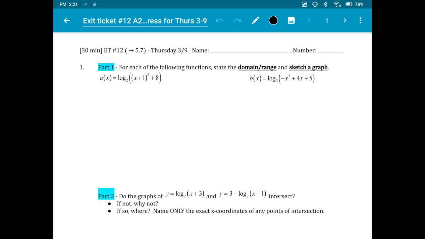The key to answering question 1, part 1, is understanding, first off, what's happening to the function inside the logarithm. So in part 1, we're interested in understanding the function x plus 1 squared plus 8. So my inside function is equal to x plus 1 squared plus 8, which is a function that is centered at (-1, 8). Like this.